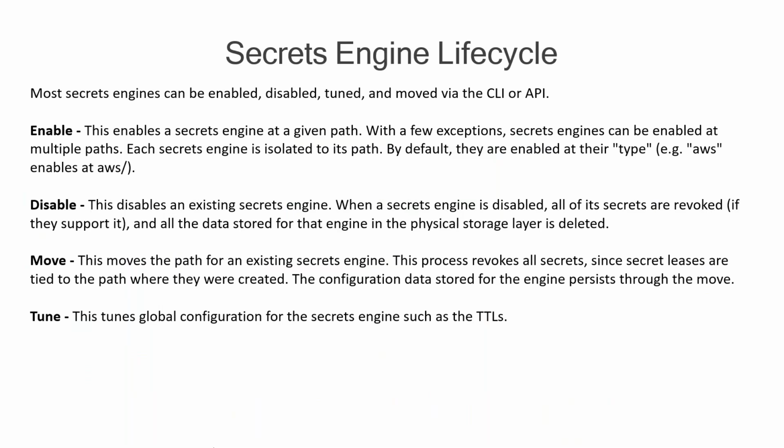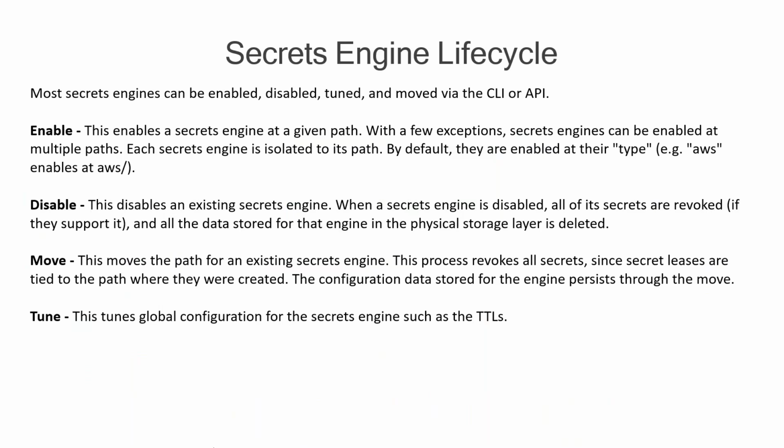There is an enterprise version which is supporting most of it, but for the open source version, you still need to check. So yeah, enable a secret engine at a given path. We did it last session. With a few exceptions, a secret engine can be enabled at multiple paths also. Each secret engine is isolated to its path. By default, they are enabled at that type, for example, AWS slash or something.